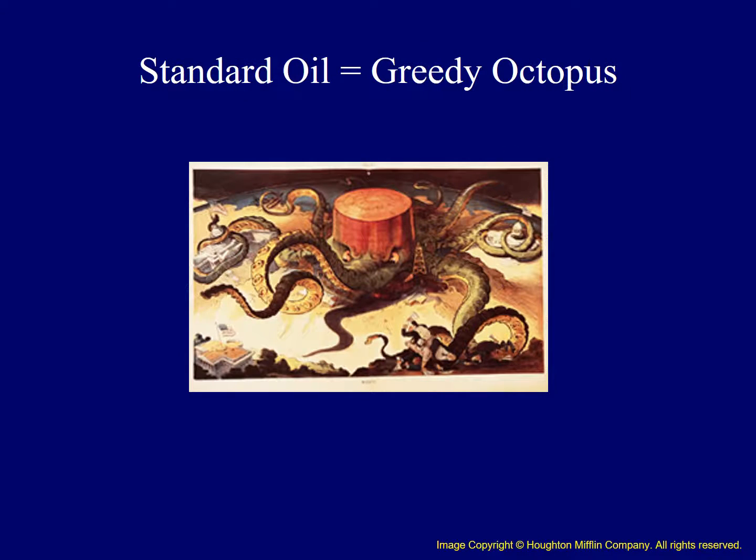This image portrays Rockefeller Standard Oil as a greedy octopus ready to devour taxpayers, other businesses, and maybe even politicians. One thing that's interesting about Rockefeller is that he was never able to escape this negative image, even though he was involved in many philanthropic enterprises, just as Carnegie was at the same time.